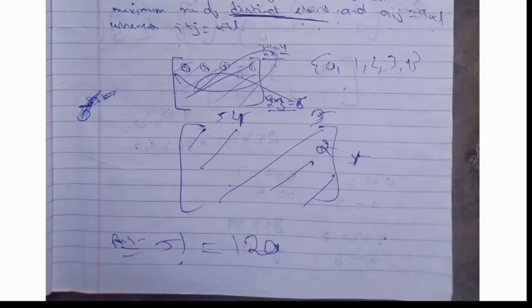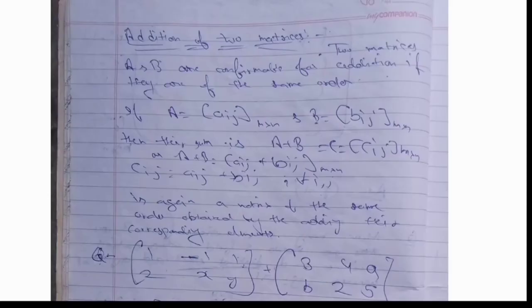Okay, 5. So we have to draw all the non-principal diagonal lines. Then we will have 5 non-principal diagonal lines. So for the first line we are going to have 5 choices. For the others, 4, 3, 2, 1, because we have to put distinct elements. So the answer will be 5 factorial, equal to 120.